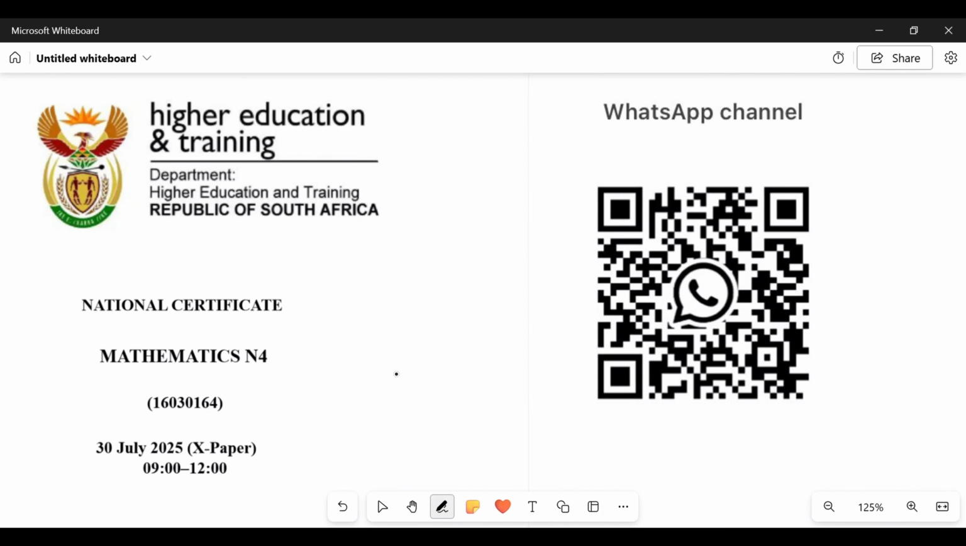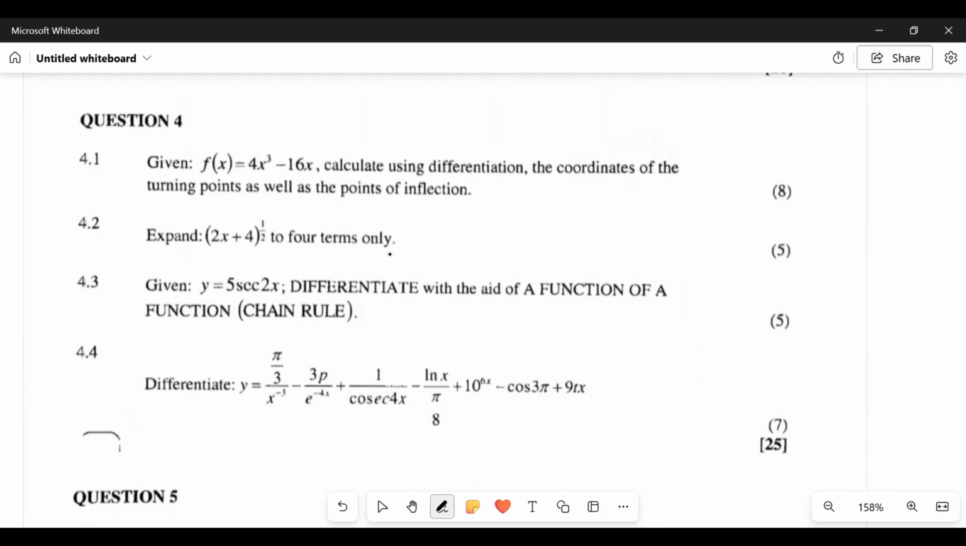So without wasting any time, let's go to question 4. All right guys, here is our question 4. Now question 4 is based on differentiation, or derivatives. It also consists of 4 questions. So we're going to start with 4.1, which is this one here. We're going to copy it, paste it where there's space, and then we solve it.